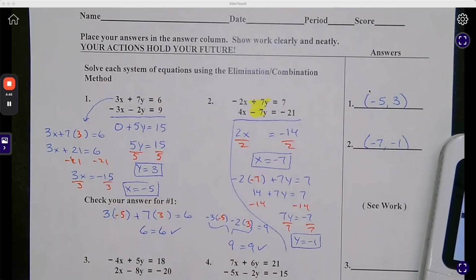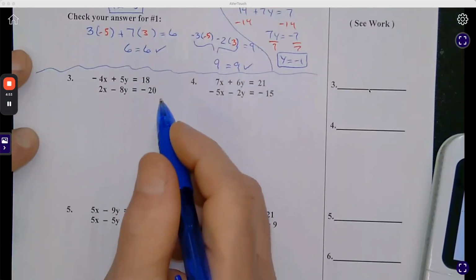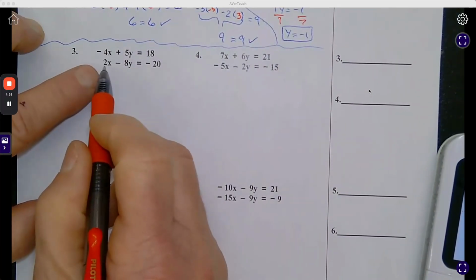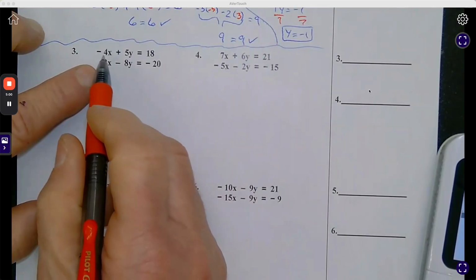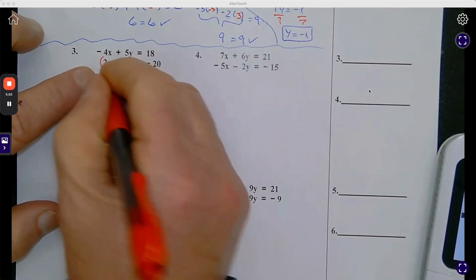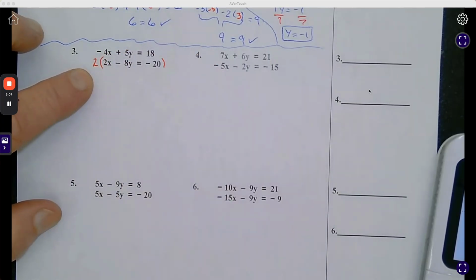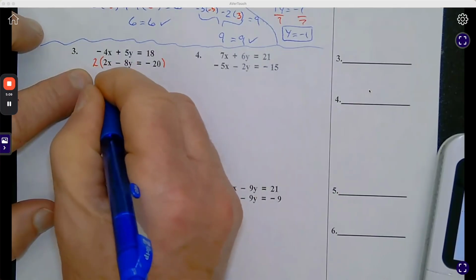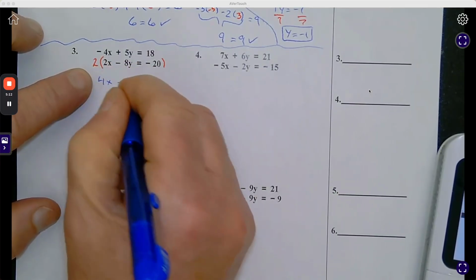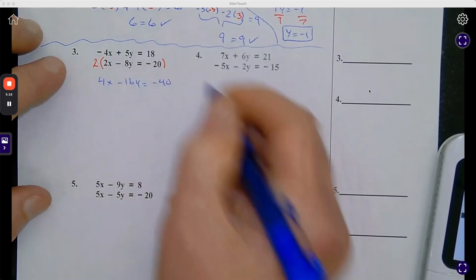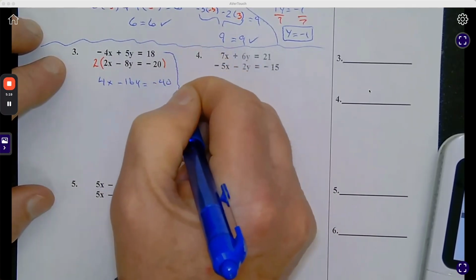All right, now for 3 and 4, you don't have opposites, so you're going to create opposites. All right, so here's what I'm going to do. I'm going to notice that if I multiply 2 times 2, that's 4, and that's the opposite of that. So I'm going to do an inverse operation. I'm going to multiply every term by 2. So 2 times 2, 2 times -8, and 2 times -20. Boom. Then I'm going to bring the other equation down.